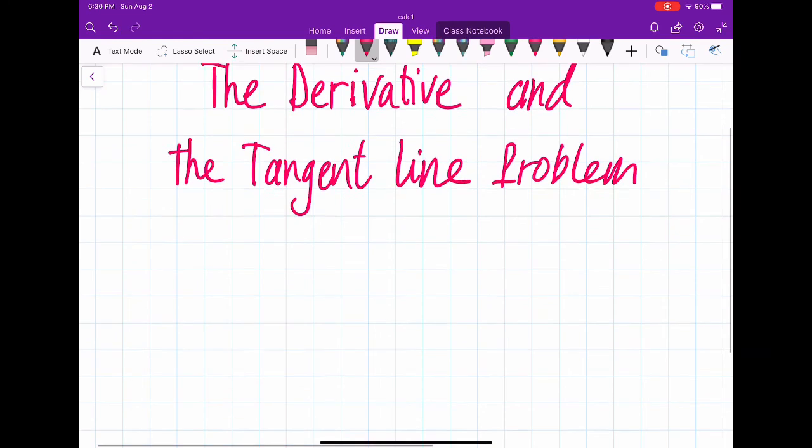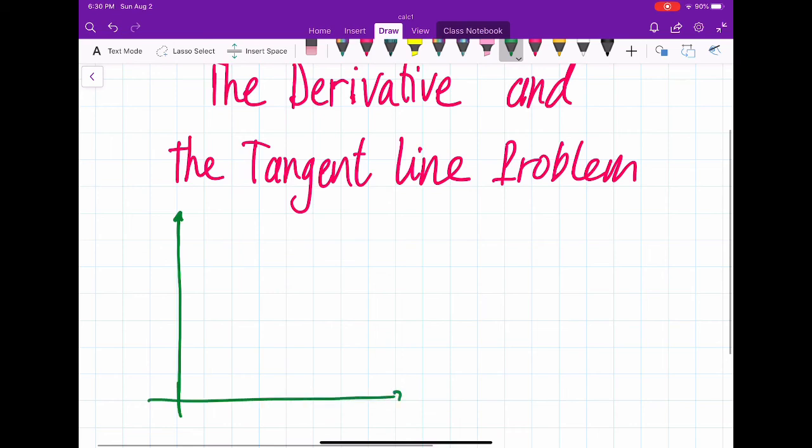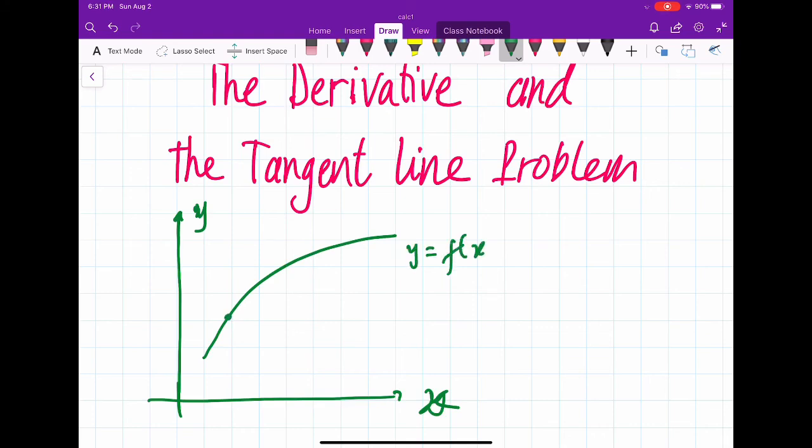Let's consider the following function y equal to f of x. Suppose that the graph looks like this, okay? So this is y equal to f of x. And you fix one point here, say that is x0, and you have another point right on the graph, and then that point just moves along the graph.